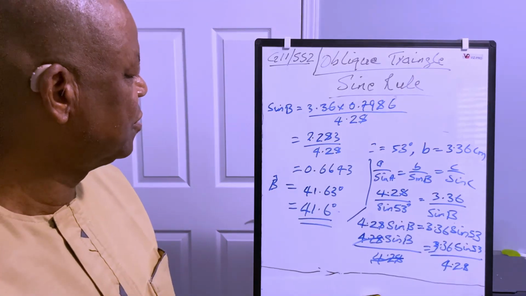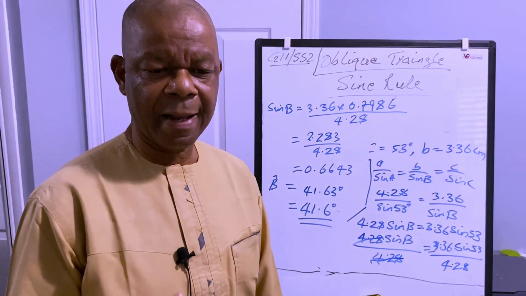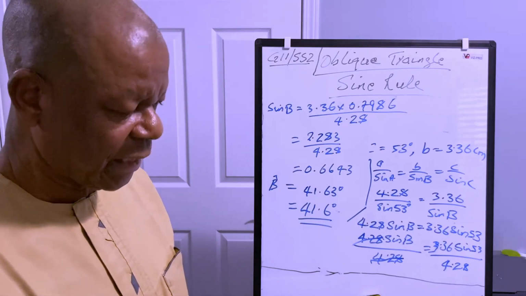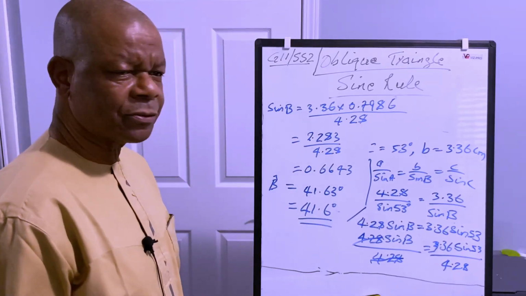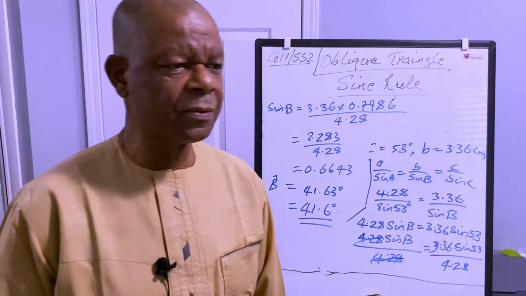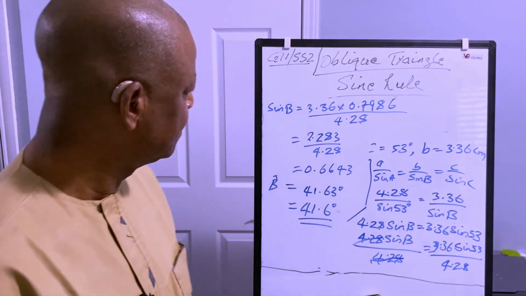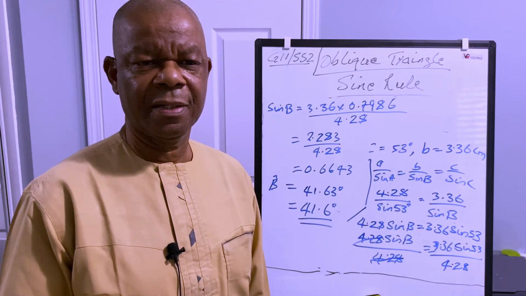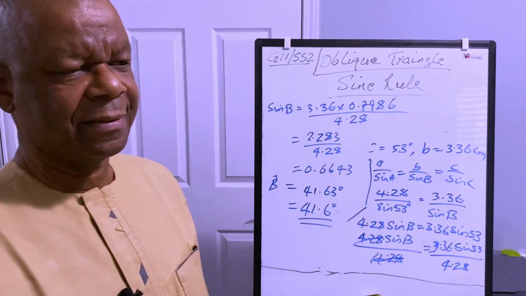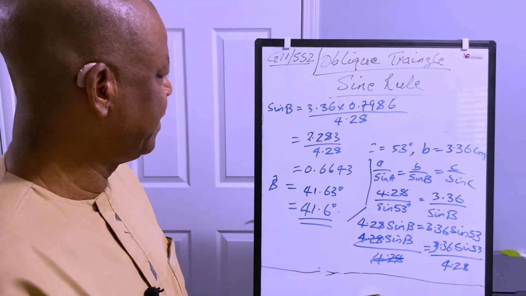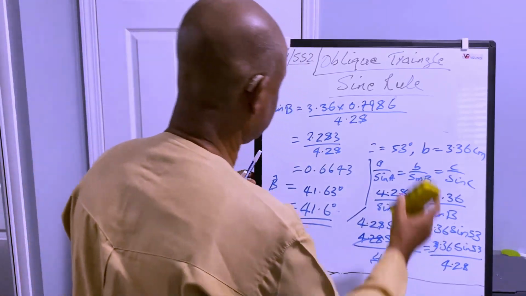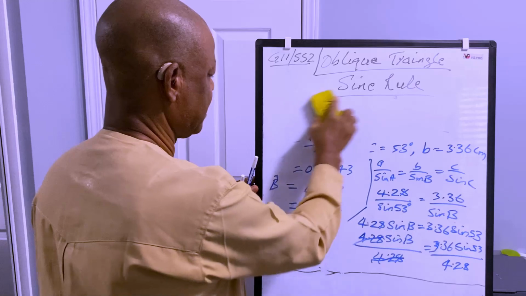Remember, this is given two sides and one angle. I hope that is clear to us. Now let us treat a question where we are given two angles and one side, and we are expected to find either the side or the remaining angles. Let's go on. Example 2.